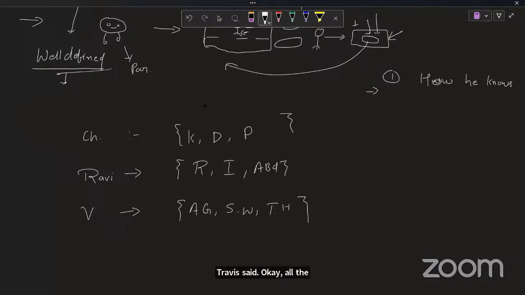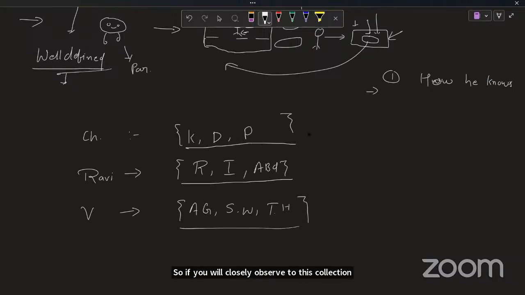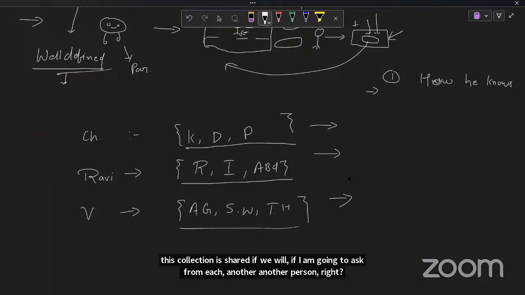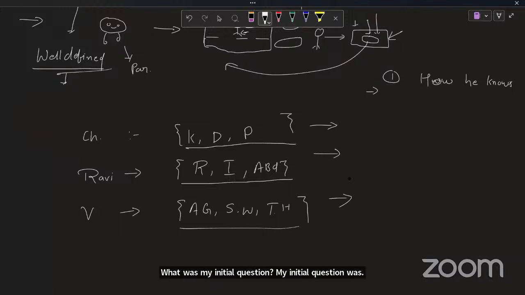So if you closely observe this collection, what is the discrepancy here? In this collection, if I ask each other person, the collection changes. What was my initial question? My initial question was, who are your favorite cricketers? That question was the same for each and everyone.